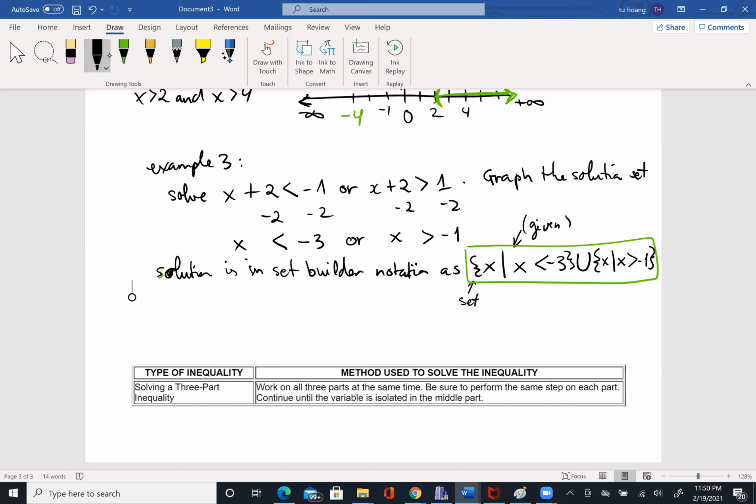So now let me draw the solution. Firstly, I have x less than -3. So on the number line, let me move this one down.